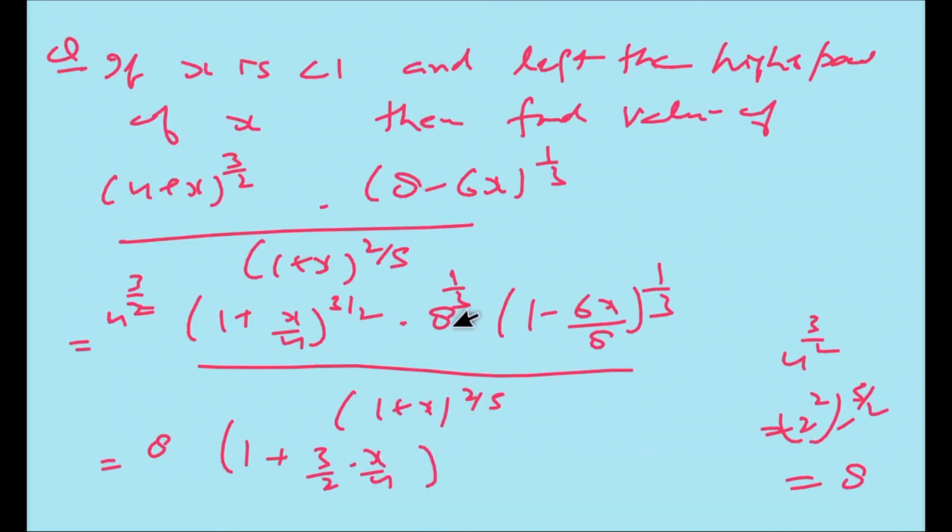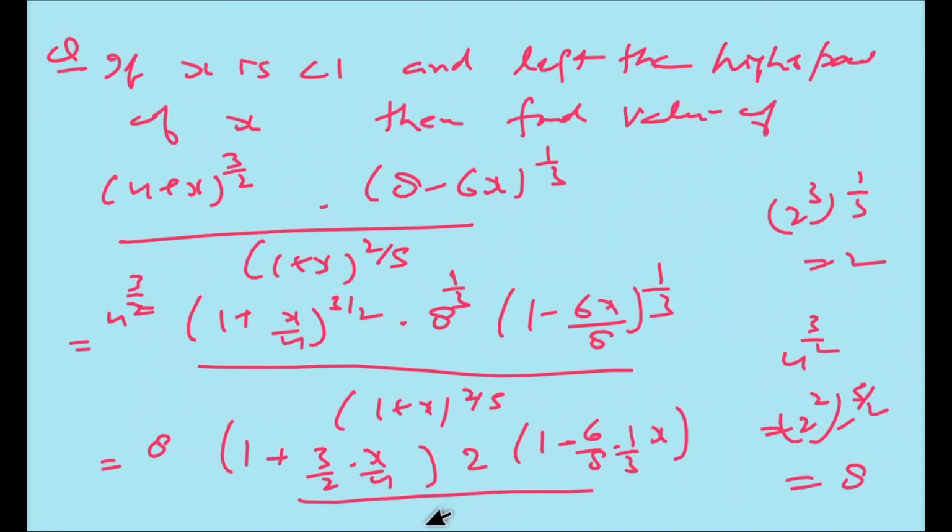Okay, now 8 is 2 cube, 3 cancels, we can write 2 here, 2 cube to the power 1 by 3, okay, it is 2. So now we can get 1 minus 6 by 8 into 1 by 3x, and upon we can write here 1 plus 2 by 5x. In the expansion we are taking only 1 plus nx since higher powers are negligible.